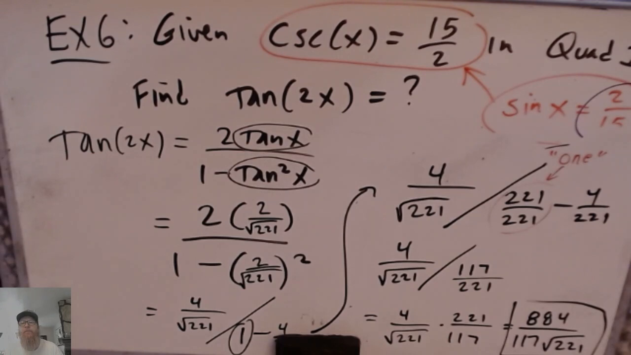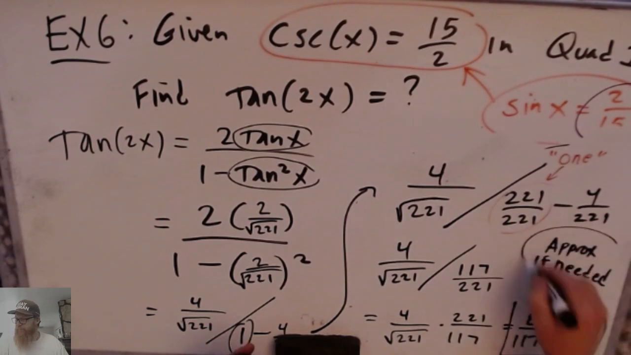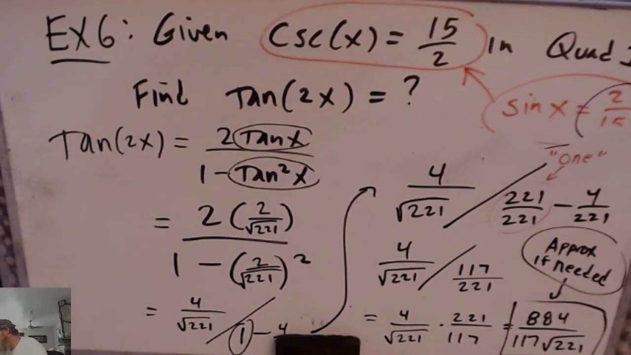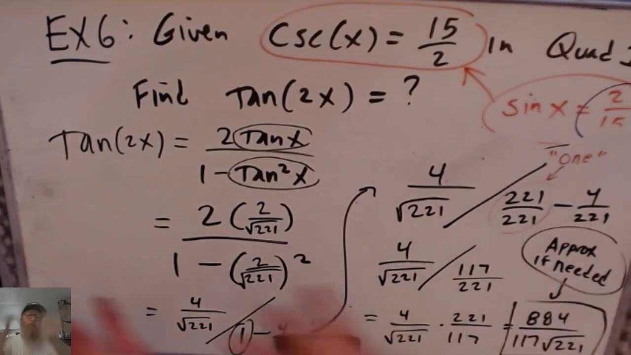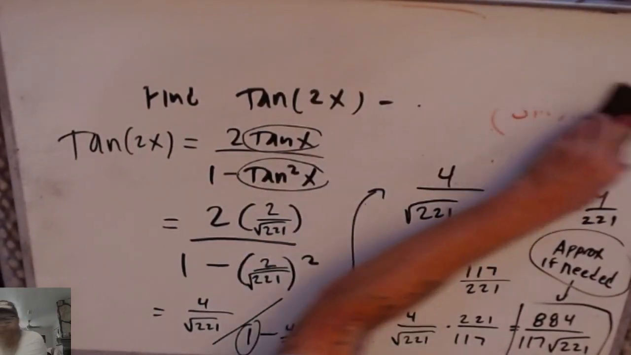So that's your answer. You can approximate if needed. And what do I mean by needed? I mean the instructions are requiring you to approximate that. All right, let's get out of quadrant 1. We've got to move around the unit circle and go to some of the other quadrants.